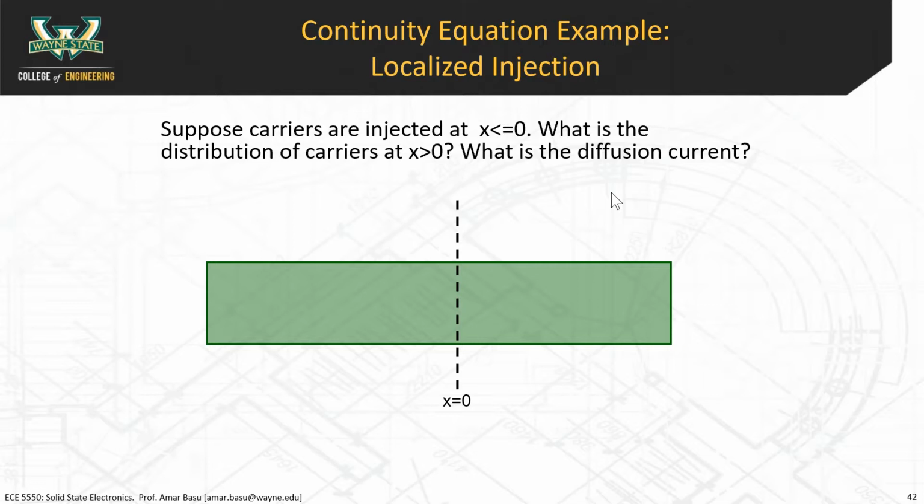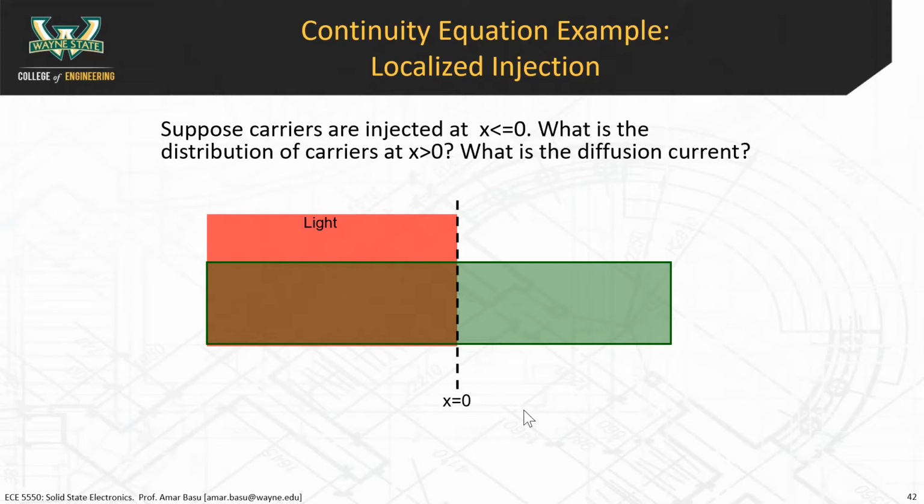So the problem looks like this. Suppose carriers are injected at x less than 0. So it's going to be on the left side. What is the diffusion current? We have light illuminating the left side of the semiconductor block, and the right side is left in the dark. Before we start doing the calculations, I want you to think about, in terms of the four carrier processes, which of those carrier processes will occur? Because this is a great example to really think about that.